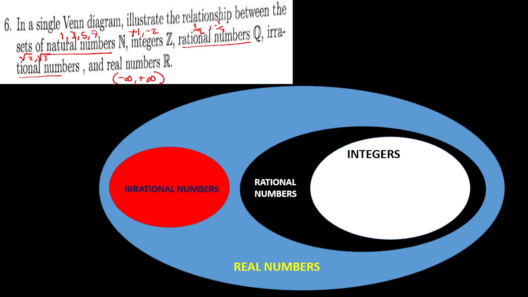So it is an integer, and it is also a rational number. So that's one of the things you need to understand. Then natural numbers are the last guys, which are a subset of that. So this is how you are supposed to illustrate this particular statement or set using the Venn diagram.